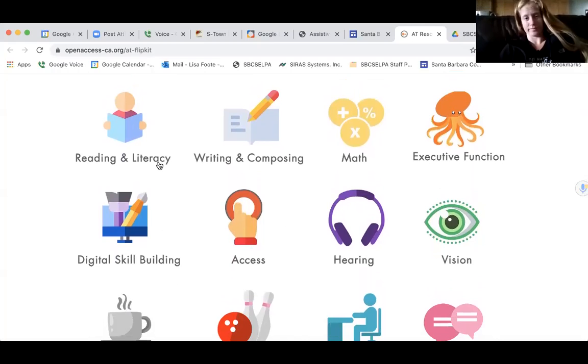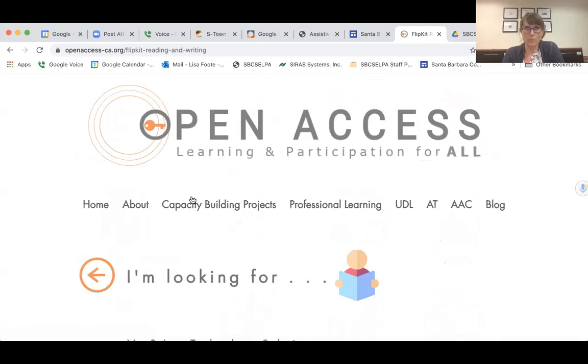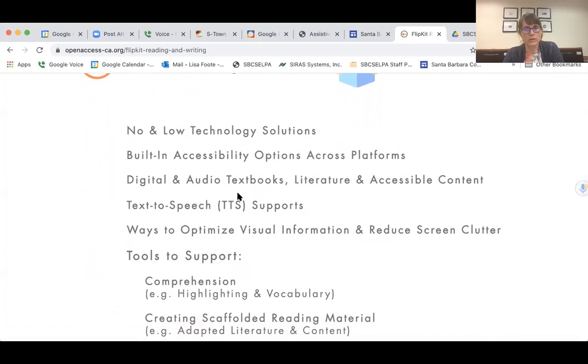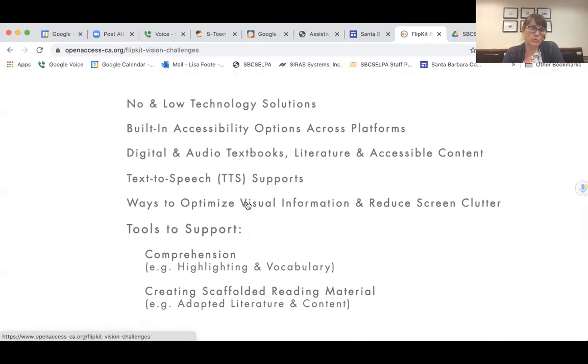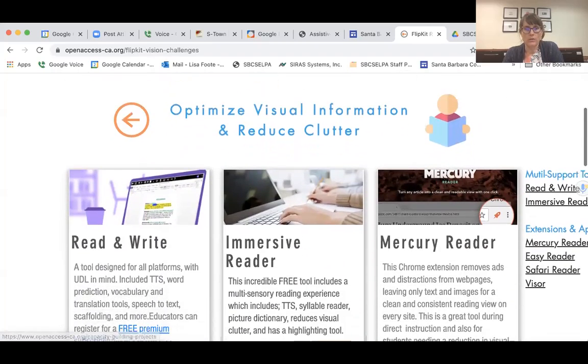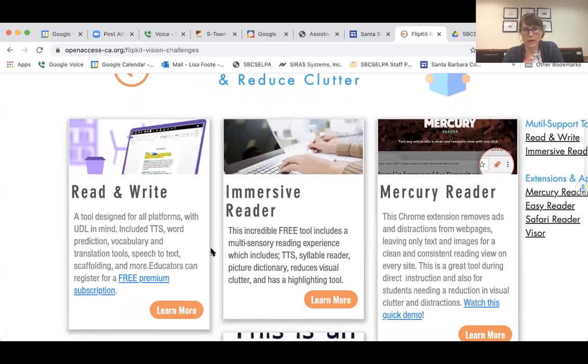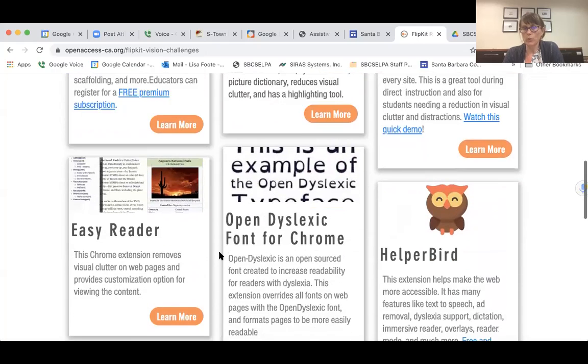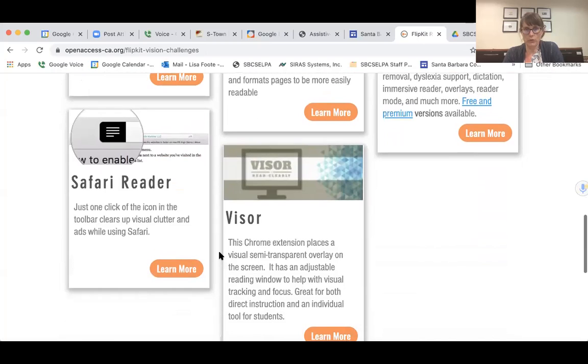Reading and literacy. All right, so let's click on here. I'm looking for technology solutions, audio textbooks, text to speech, ways to optimize visual. Let's look at this one. Why not? It will tell you Read and Write, different tools. A lot of them, really these days, are apps and Chrome extensions. Those are usually the first line of offense for trying to support a student with extra tech. Basically, it gives you all the different things you can look at and learn more about.